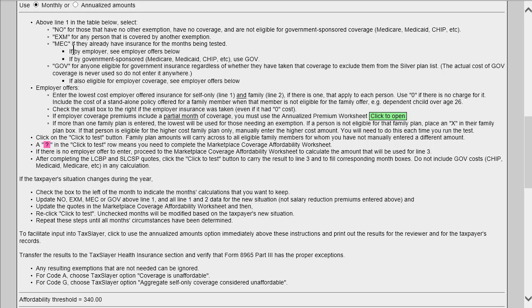If they have MEC through their employer, then we need to go down and look at some more information before we do that. If it's by a government-sponsored plan, like Medicare, Medicaid, and so on, don't use MEC, use Gov. If they're eligible, or if they took government insurance, use Gov. Always use Gov for those cases. And that's what the next little bullet item says.